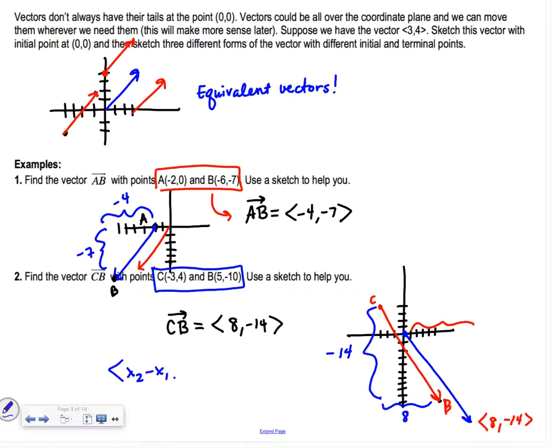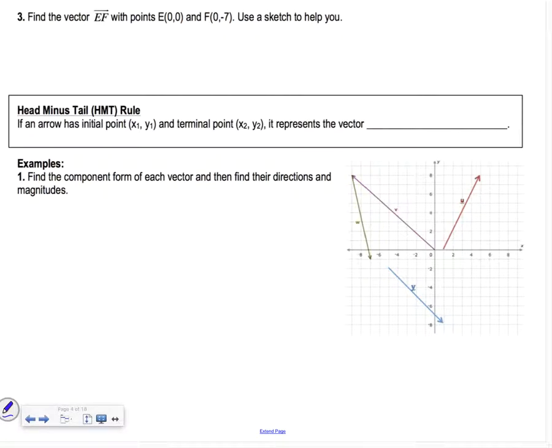I like the way he said that. The second x value minus the first x value. y2 minus y1. Okay, we call this the tail to tip. Tail to tip. So take your tail and subtract out the tip. So what do we think this one would be then?